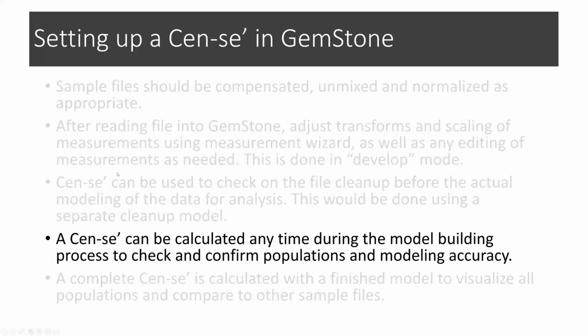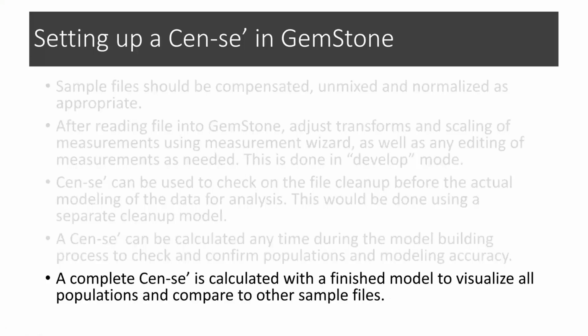We use Sensei graphs during the model building process to help determine and confirm cell type and subset phenotypes, as well as to check for population overlap. The speed at which Sensei calculates helps to make this efficient and timely. And of course, a Sensei calculated with a completed model is used to compare sample files and visualize all populations.